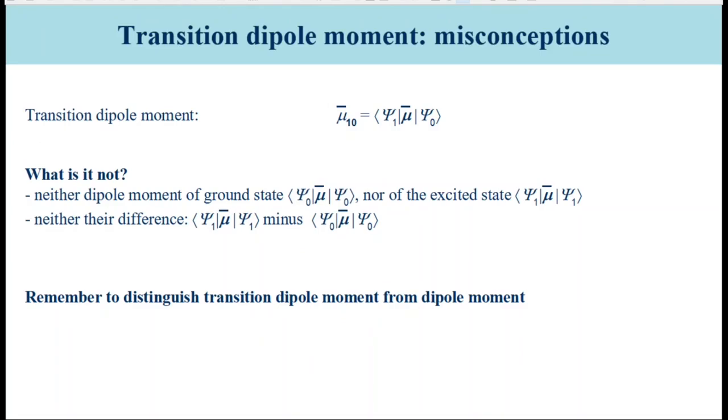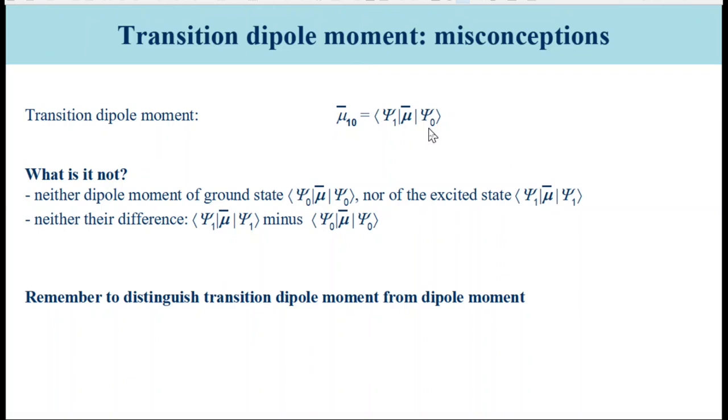There are several misconceptions of the transition dipole moment. It is neither the dipole moment of the ground state, which would be psi0 mu psi0, nor is it the dipole moment of the excited state, psi1 mu psi1. In these cases, we have the same state vector on both sides of the dipole moment operator. In contrast, we have different state vectors in the expression for the transition dipole moment, psi1 and psi0.